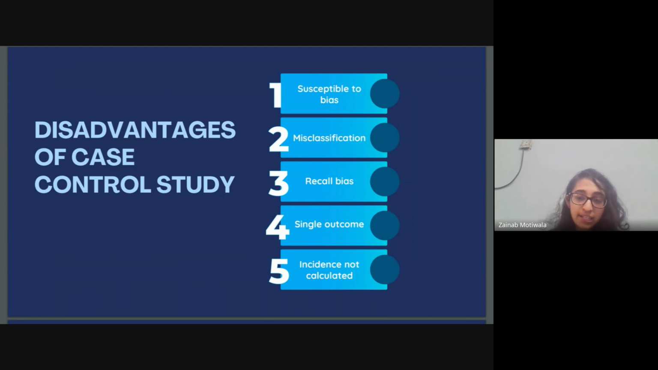Another thing that could be a disadvantage is that incidence is not calculated in this case. Since we're starting with two groups, that is disease versus non-disease, we're not seeing the disease actually form. And incidence is nothing but the new diseases that are added to the population. In this case, we cannot find the incidence. So these are some of the disadvantages of case control studies.